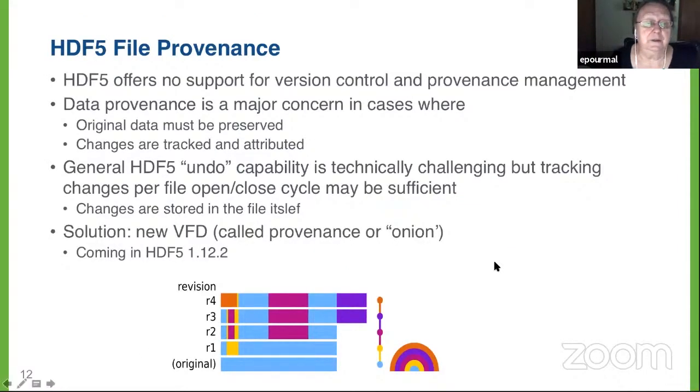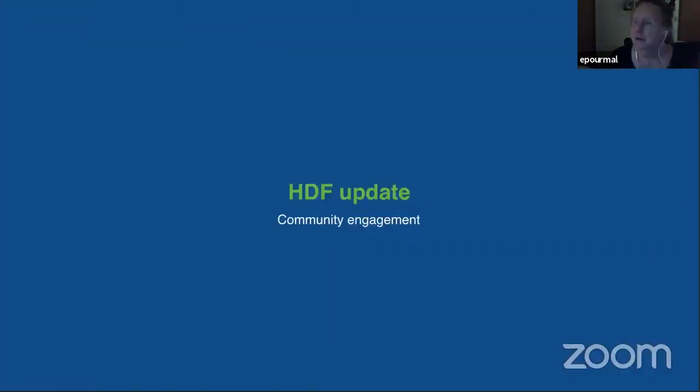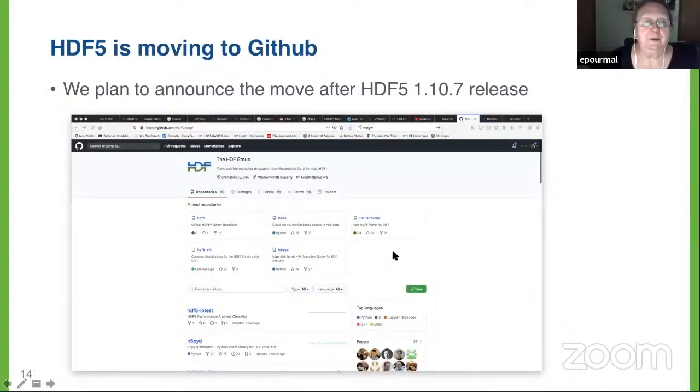Another driver that we are introducing is the provenance or onion driver. We're introducing versions of the HDF5 file: when you modify the file, changes to the file are stored within the file, and there are library capabilities to retrieve any change to the file that was performed between the file open and close cycle. A few words about upgrades.